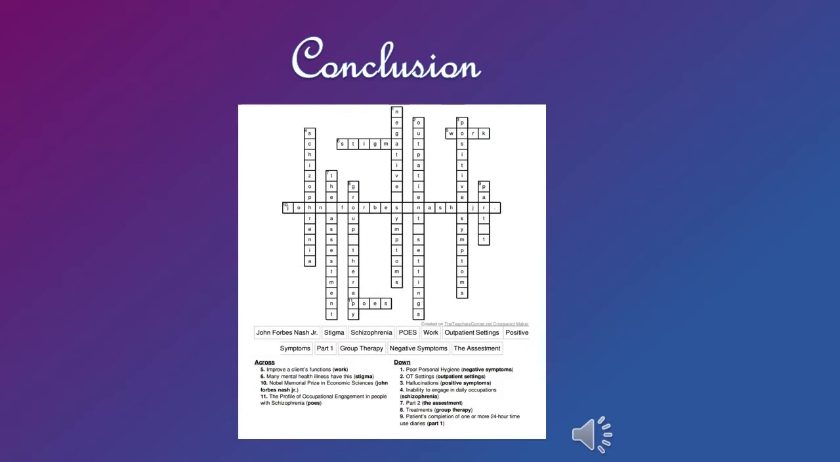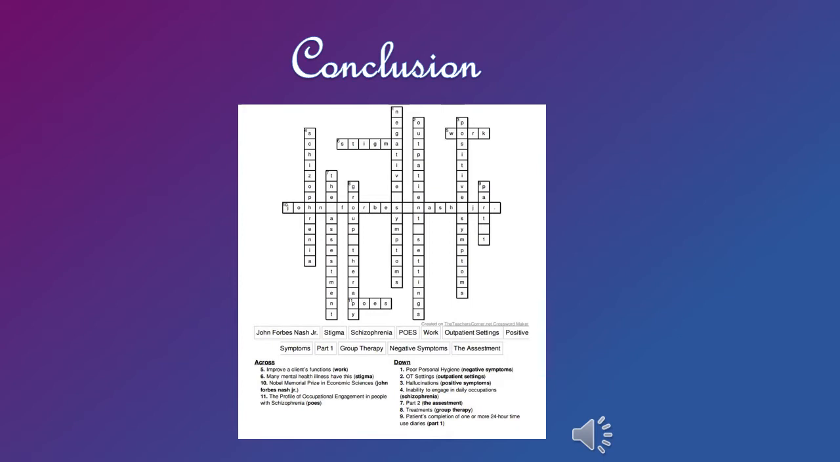Number 3 was hallucinations, and the answer to that was positive symptom. Number 4 was the inability to engage in daily occupations, and the answer to that was schizophrenia. Number 5, which goes across, is improve a client's functions, and the answer to that was work. Number 6 was many mental health illnesses have this, and the answer to that was stigma. Number 7, the clue was part 2, and the answer to that was the assessment.